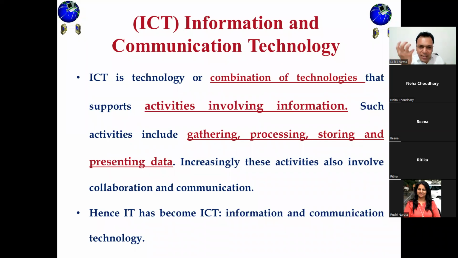Means what happens inside the ICT, what ICT does. ICT, first of all, gathers the information, right? Second, it processes the information. Third, storing the information. And last, presenting the information. These are the functions of ICT, and ICT is a mixture of technologies, right?